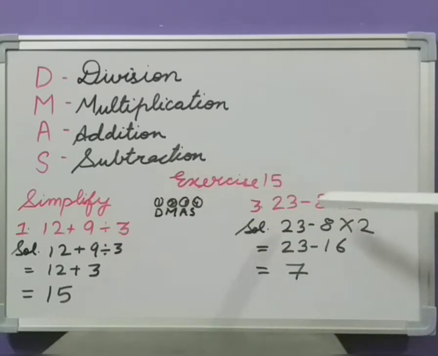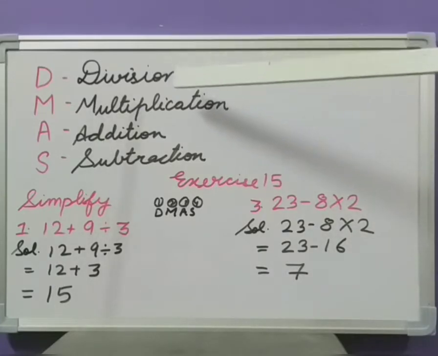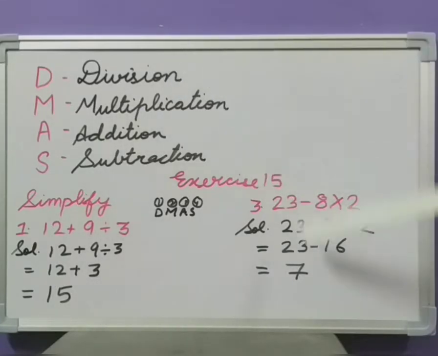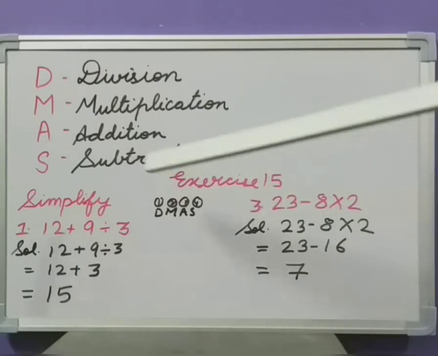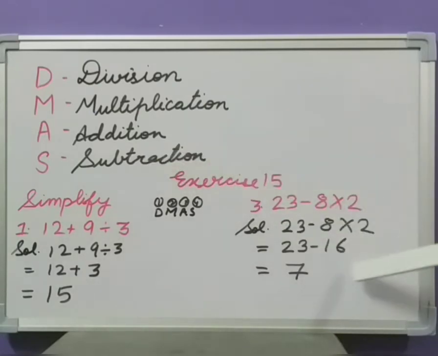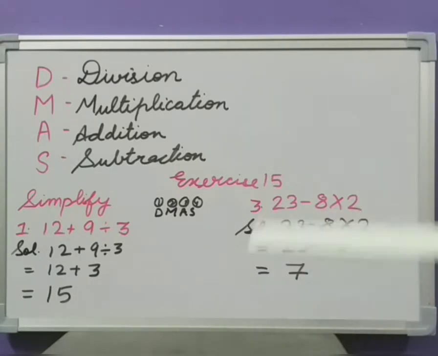Question number 3, 23 minus 8 multiplied by 2. Now again we go for the DMAS. Is there any division? No. Is there any multiplication? Yes. So first we are going to multiply it and write the other expression as it is. So 8 2s are 16. We write 23 minus 16, and we'll go for addition. Is there any addition in the expression? No. Is there any subtraction in the expression? Yes. So 23 minus 16 is equals to 7.